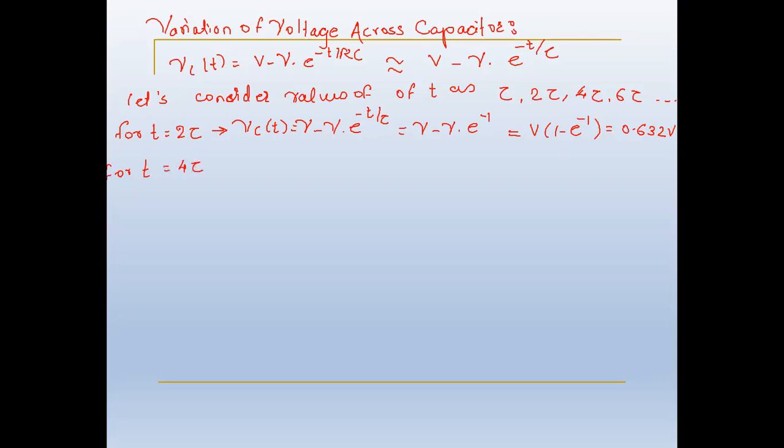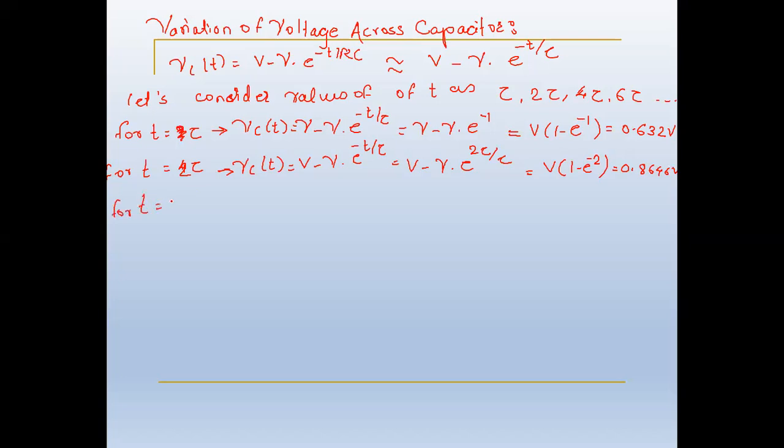Sorry, actually that was for t is equal to tau. And for 2 tau, it will be like Vc of t is equal to V minus V into e raised to minus t by tau, which is nothing but V minus V into e raised to minus 2 tau by tau, which is equal to V into 1 minus e raised to minus 2, which is equal to what? 0.8646 V.